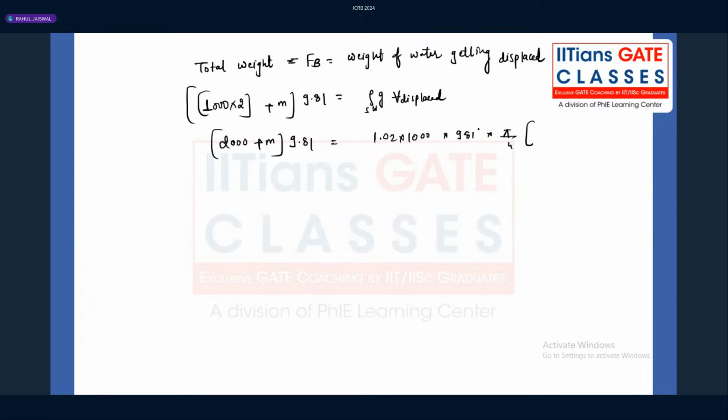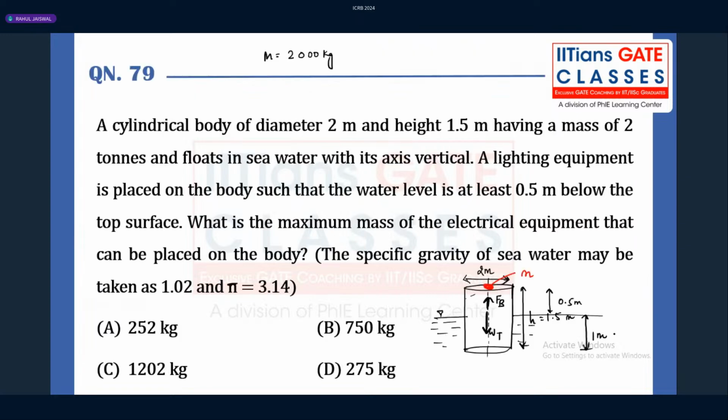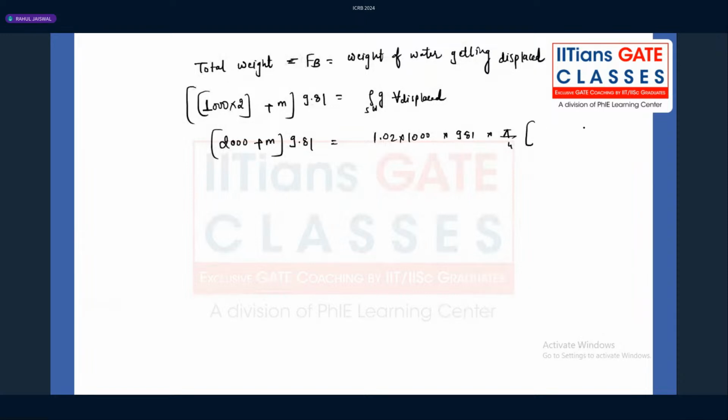Tell me, guys. What should be the volume here? Pi by 4 d square into L. How much depth is getting immersed here? The depth getting immersed is 1 meter, h dash. So pi by 4 d square. What is the diameter, guys? 2 meter, into 1. Height is 1. If you try to calculate small m, you are going to get 1202 kg. 1202 kg. So which option is correct, guys?